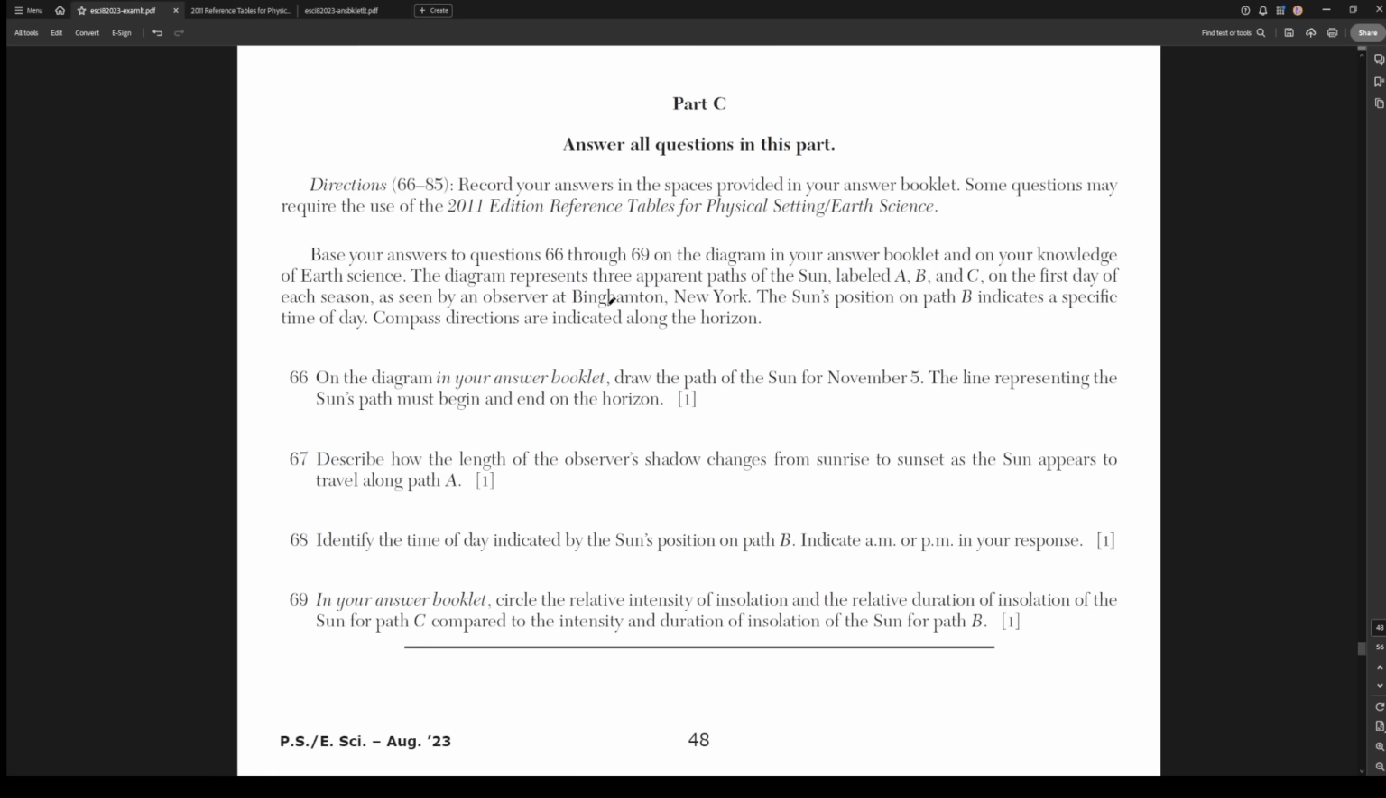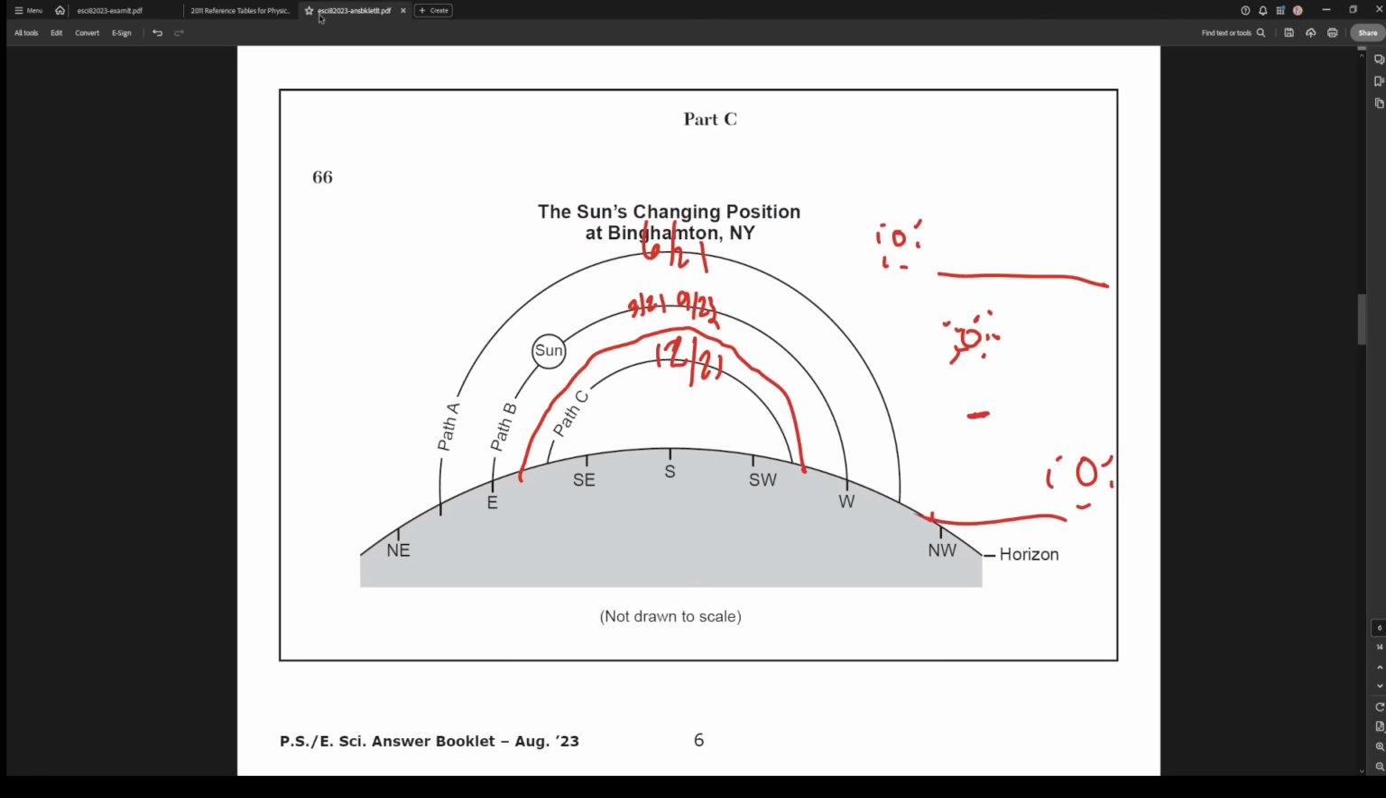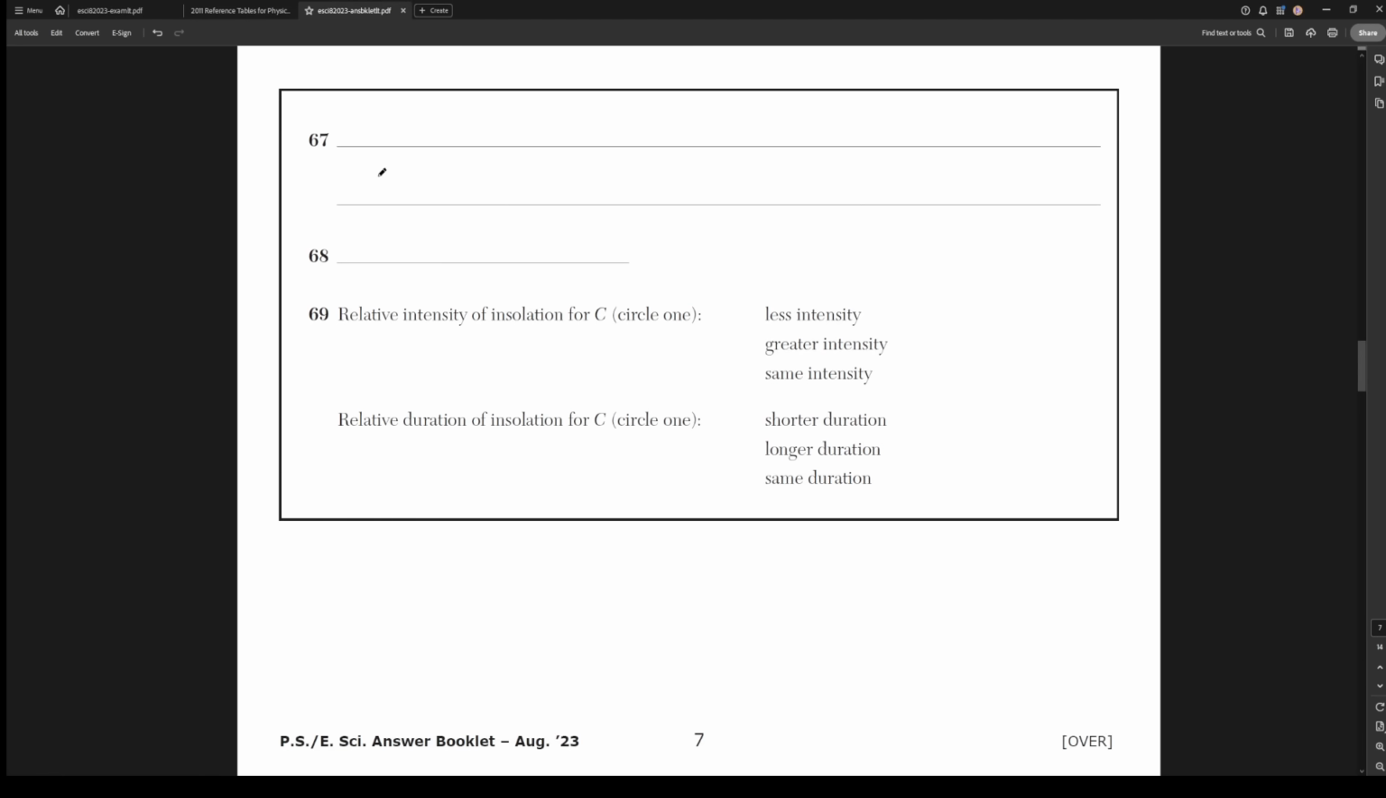Or you could say it decreases and then increases, I would say. Shadow decreases, then increases.